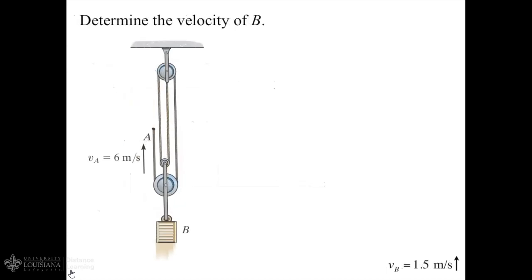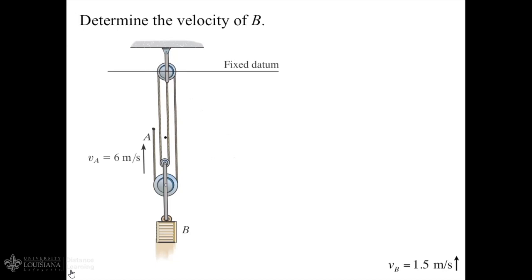All right, now let's look at a problem that appears to be a bit more complicated. But if we follow our procedure, we'll be able to get our answer in a pretty direct manner. Here we want to find the velocity of the block B when A is moving upward at 6 meters per second. So the first step, of course, is to set up our fixed datum. And we do that through this point right here, don't we?